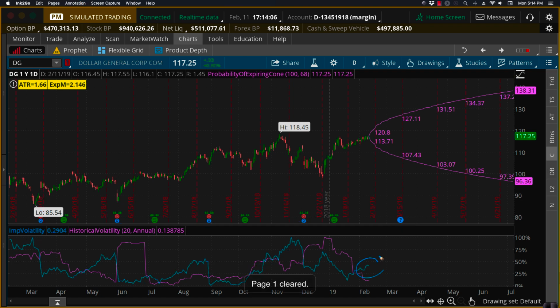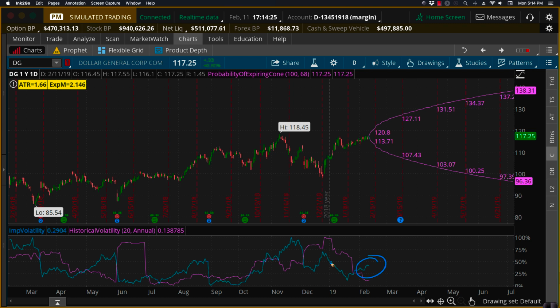So right now, that's kind of in the middle of its range. And what that means is that the options are median price. They're not on the cheap end. They're not on the expensive end. They're kind of in the middle price. They're pricing in some volatility, which means you're not going to pay dirt cheap, but you're not going to get ripped off either. You're going to pay a median price.